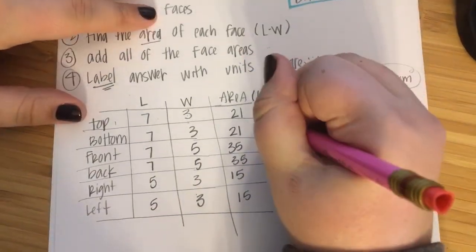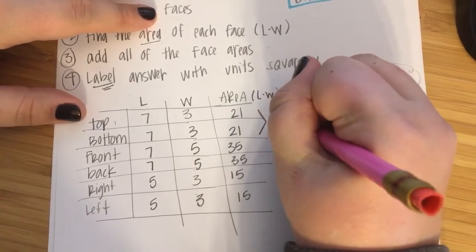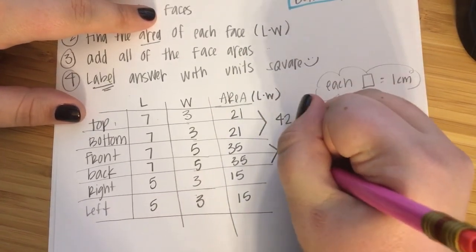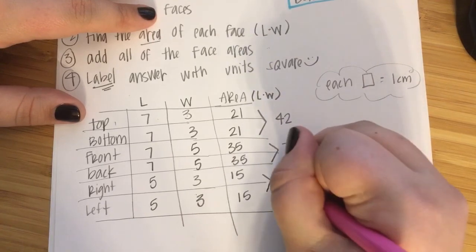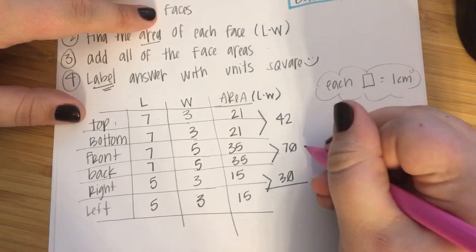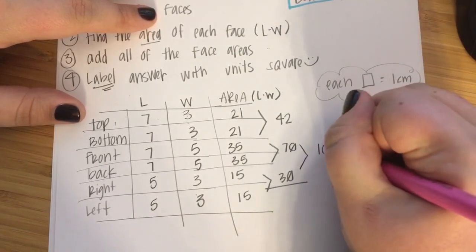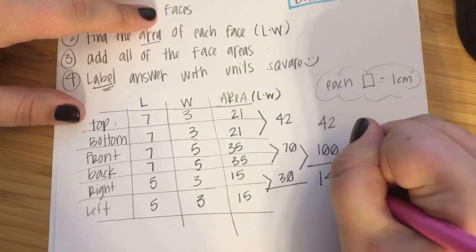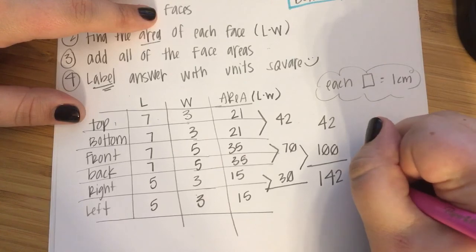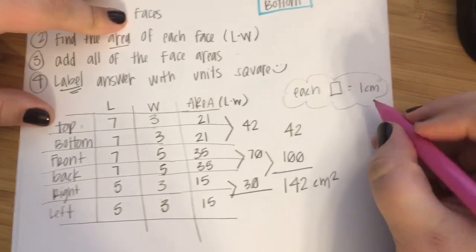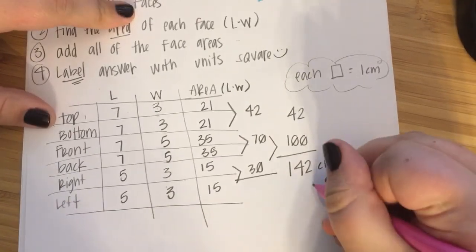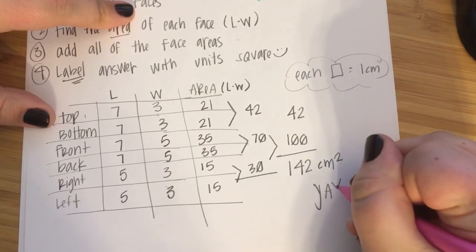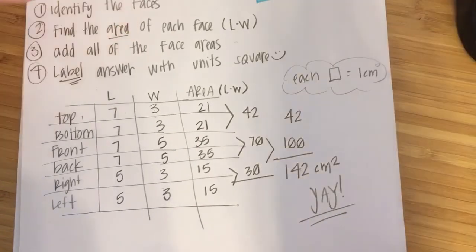This is where I can use doubles. 21 times 2, or 21 plus 21, is 42. 35 doubled is 70, and 15 doubled is 30. I can make my friends of 10, or in this case, it's 100. 100 plus 42 is 142 centimeters squared. I know it seems like a lot, but the more you do it, the more confident you can become. You'll become a great mathematician.